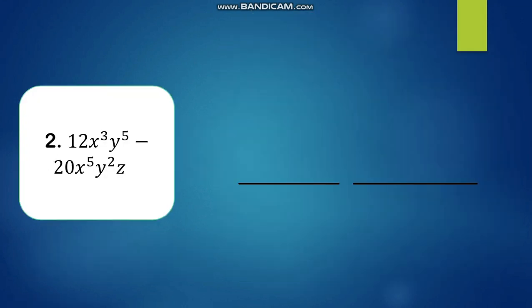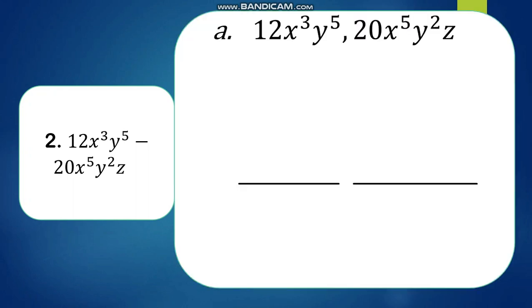Let's have another example. 12x cubed y to the power of 5 minus 20x to the power of 5 y squared z. Let's go back with the first step. Determine the terms. So we have here 12x cubed y to the power of 5 and 20x to the power of 5 y squared z, and these are our terms.